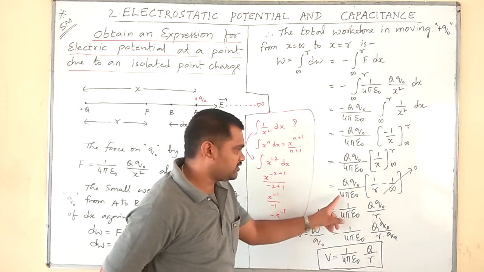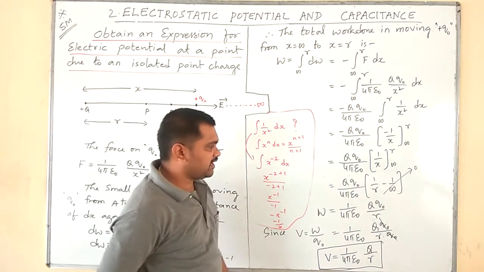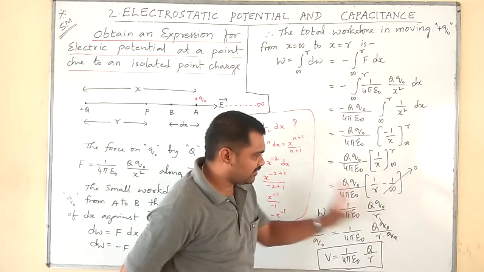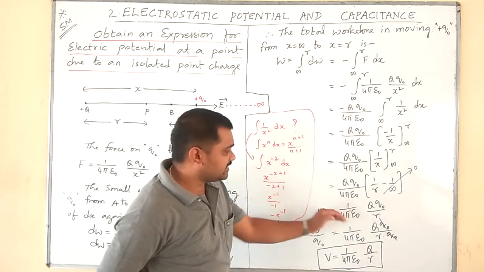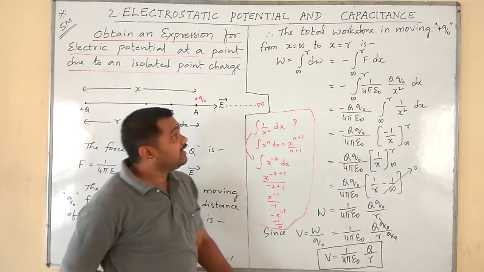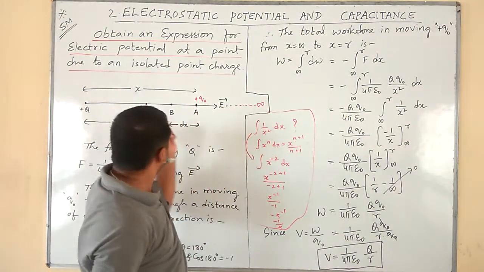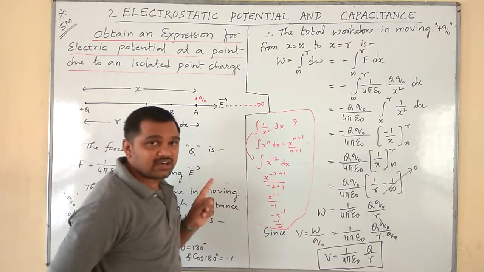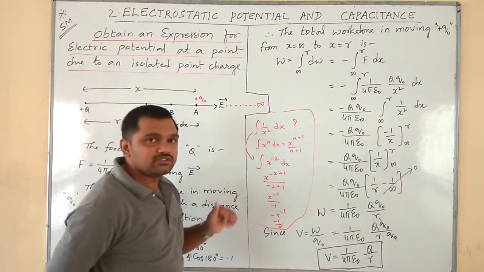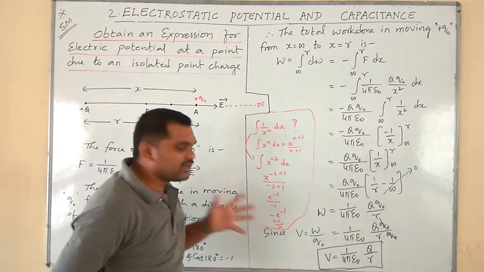That's it. W is equal to 1 by 4 pi epsilon naught q naught divided by r. This is the total work done in bringing a unit positive test charge from infinity to this point P against the field direction. So we are left with only one step.